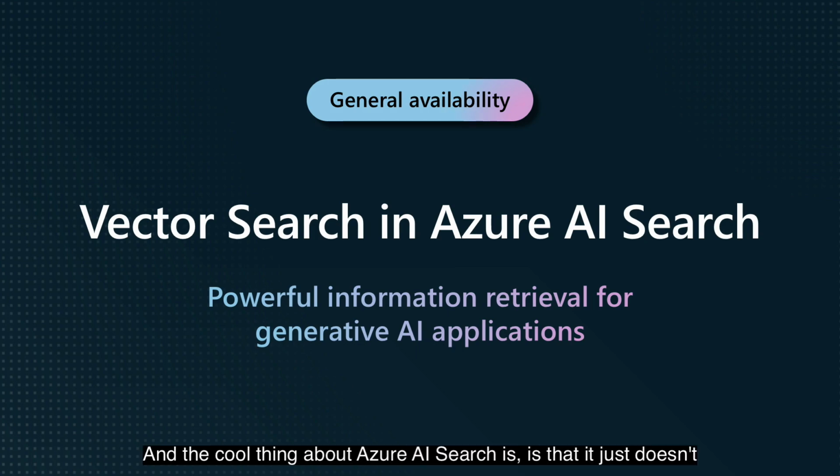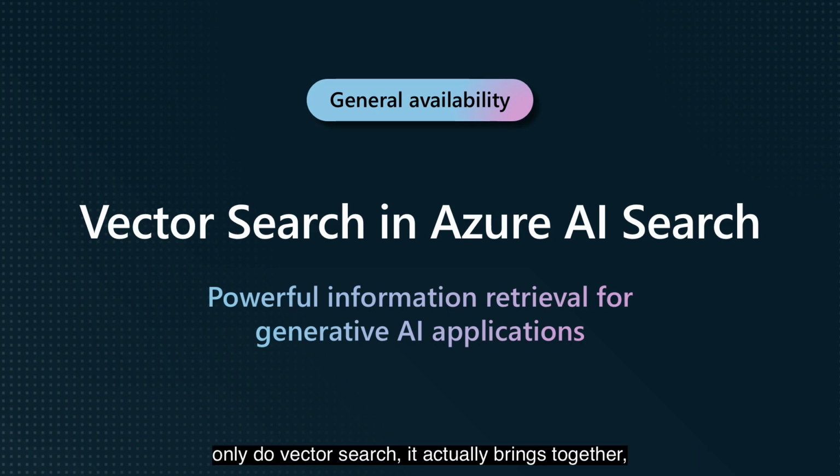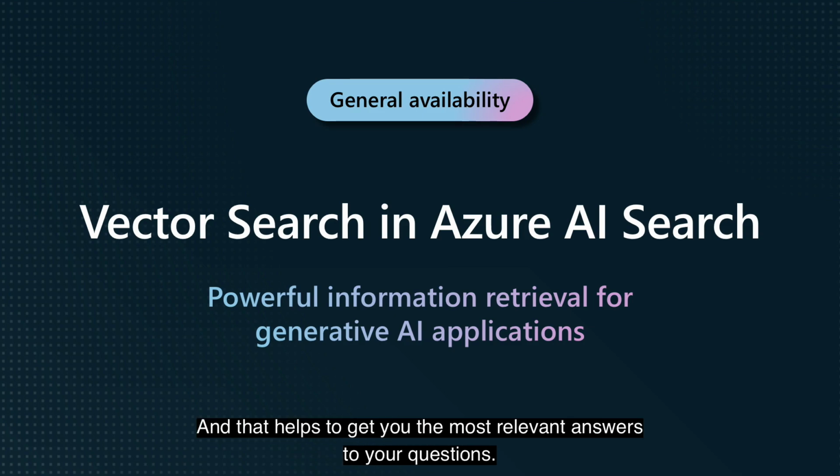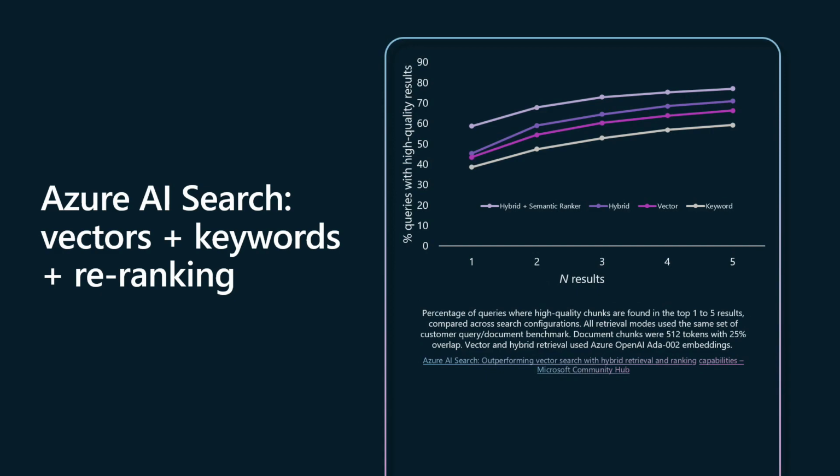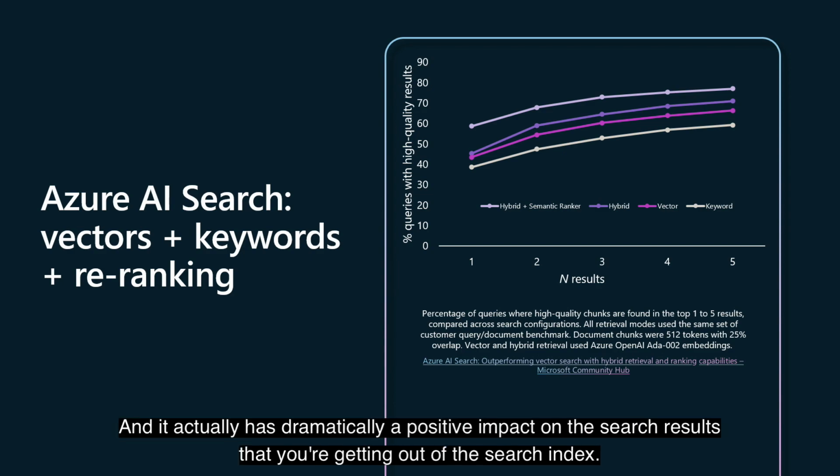And the cool thing about Azure AI Search is that it doesn't only do vector search. It actually brings together vectors, semantic search, and classical keyword search. And that helps to get you the most relevant answers to your questions. So we talk about this as vector hybrid search. And it actually has a dramatically positive impact on the search results that you're getting out of the search index.